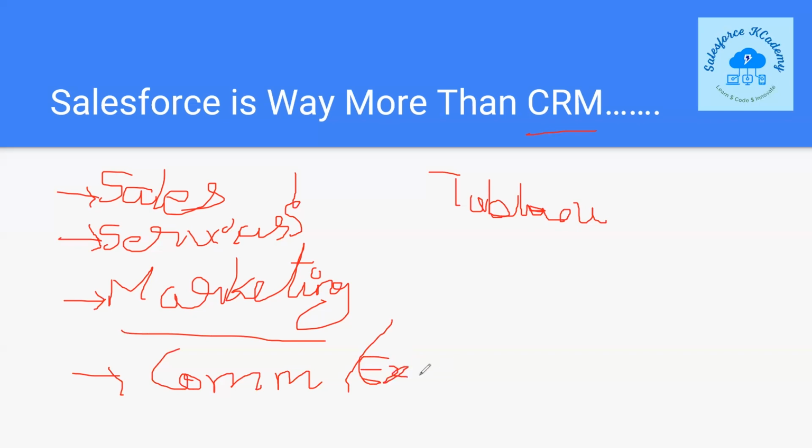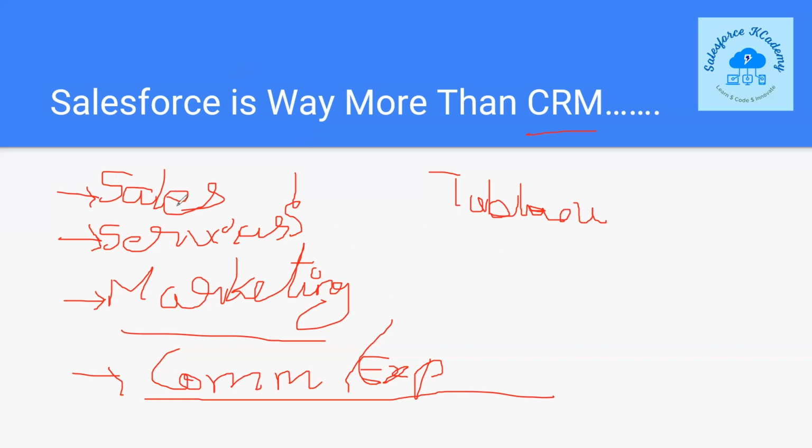This Community Cloud is used to build our own website. In the market, we build our websites using some website builders. In Salesforce, there is a cloud or application called Community or Experience Cloud. By using that, we can build our own website that we can give to our customers so that they can reach out to us by means of that website. So this is another application provided by Salesforce.